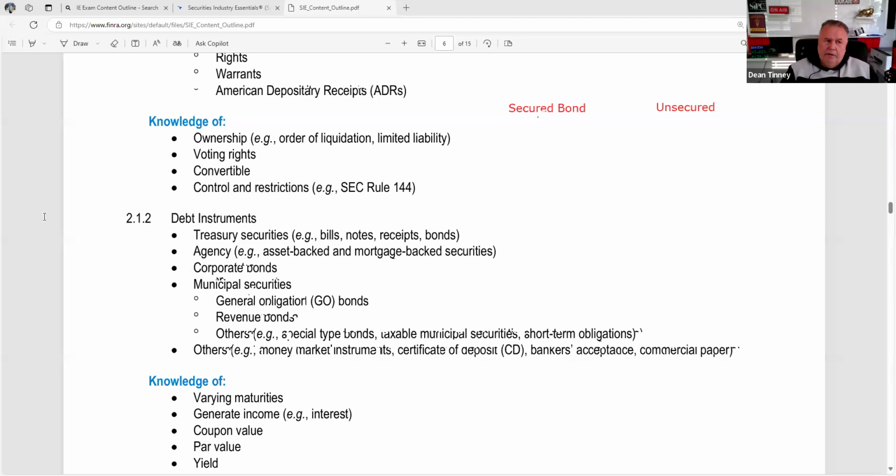Now, in the secured bond area, if we want to have a corporation issue secured bonds, we have several types, and these are recognition questions. I should say these are the most senior securities you can own of a corporation.